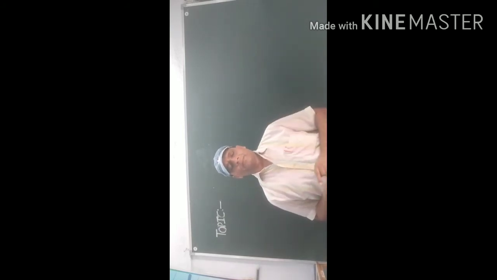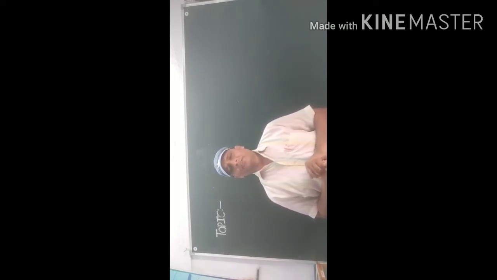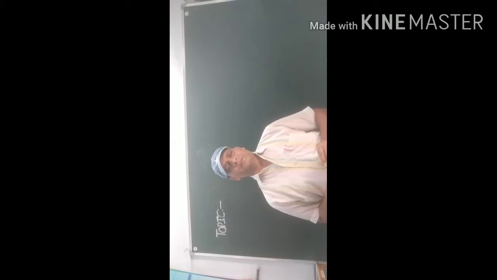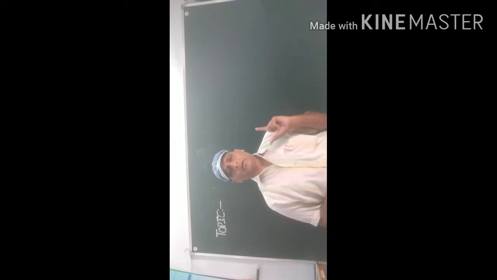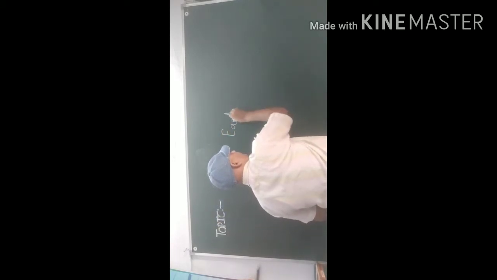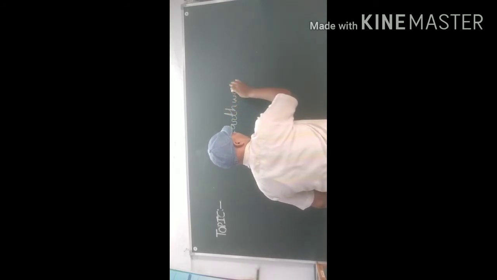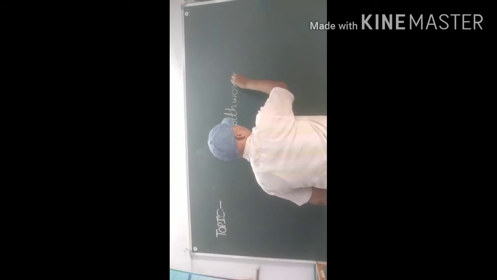The next topic is to know about the morphology and various parts of three animals: earthworm, cockroach and frog. So first of all, we will learn about the earthworm.